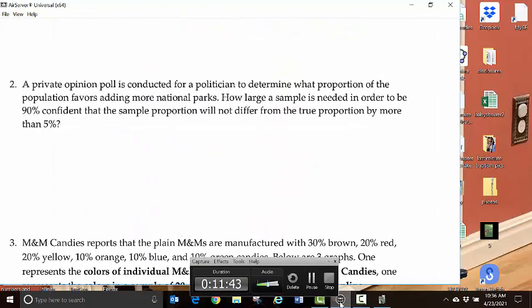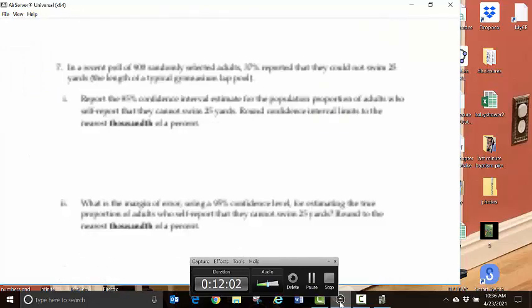A private opinion poll is conducted for a politician to determine what proportion of the population favors adding more national parks. How large a sample is needed in order to be 90% confident the sample proportion will not differ from the true proportion by more than 5%. So again, you want to look at your formula sheet. This is a very good question.